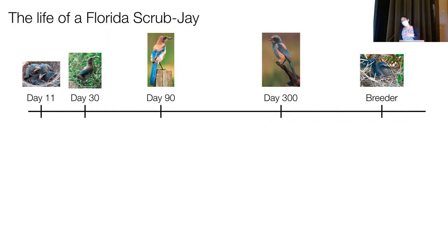Generally, as an individual ages, we would expect the strength of parental effects to decrease over time, and there's been some evidence of this in red deer and some other systems. So we were curious to see how the strength of indirect genetic effects changes over ontogeny in the scrub jays.